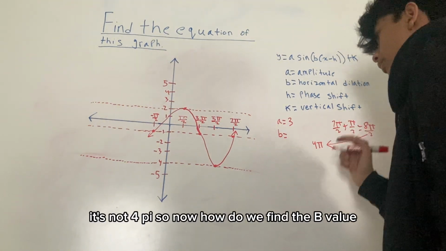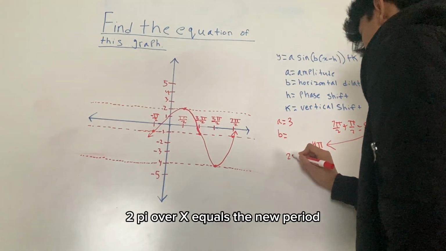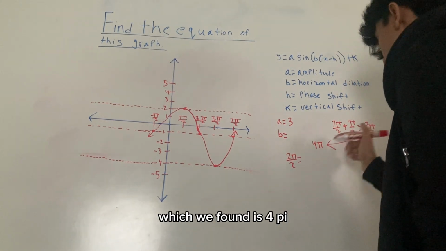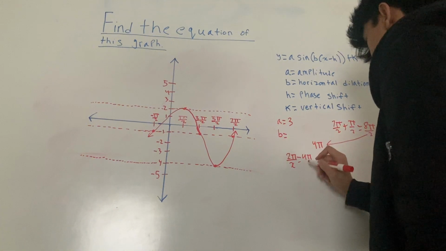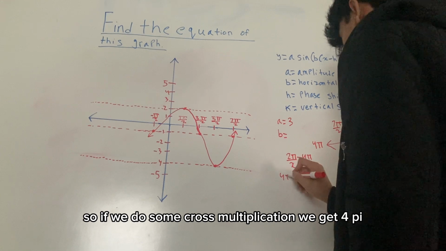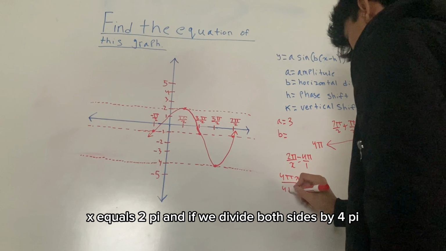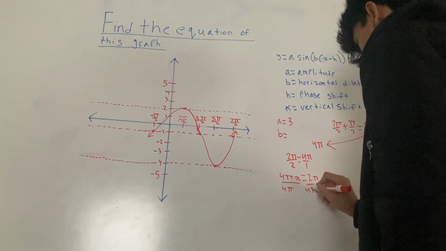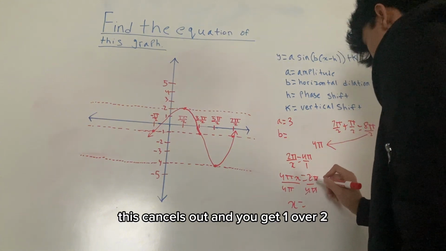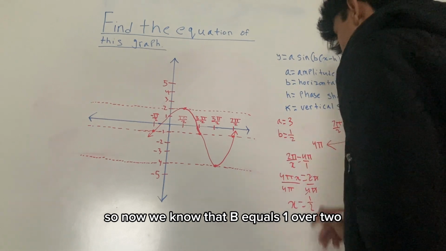Now how do we find the b value? Well, we have to put it into this formula. 2 pi over x equals the new period, which we found is 4 pi. If we do some cross multiplication, we get 4 pi x equals 2 pi, and if we divide both sides by 4 pi, we get x equals, this cancels out, this cancels out, and you get 1 over 2. So now we know that b equals 1 over 2.